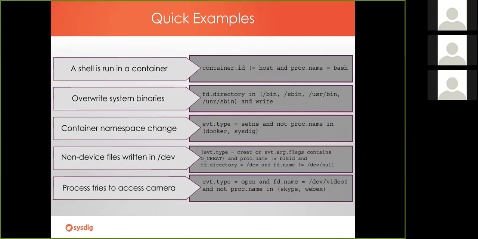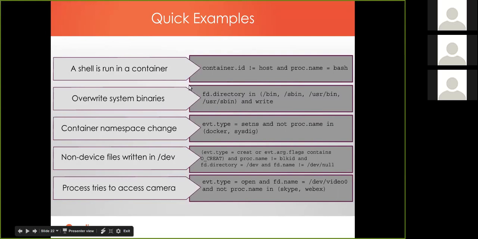So for example, if we want to create a rule that will send us an alert when a shell runs inside of a container, we do it like this. If the container ID is not the host, because on the host it's fine to do SSH and open a shell, and then there is a process named bash. We can say bash, but any shell could be included here through a list. Then we will trigger an alert.